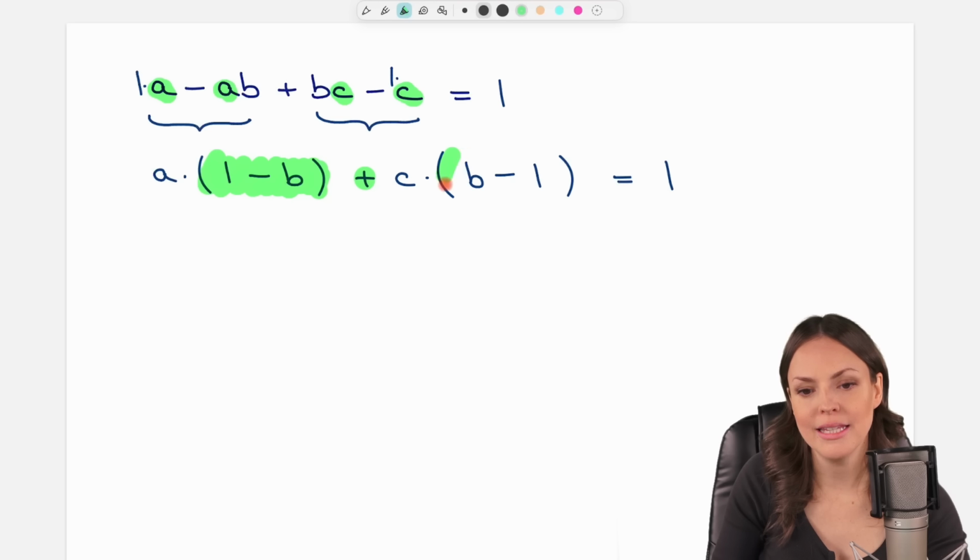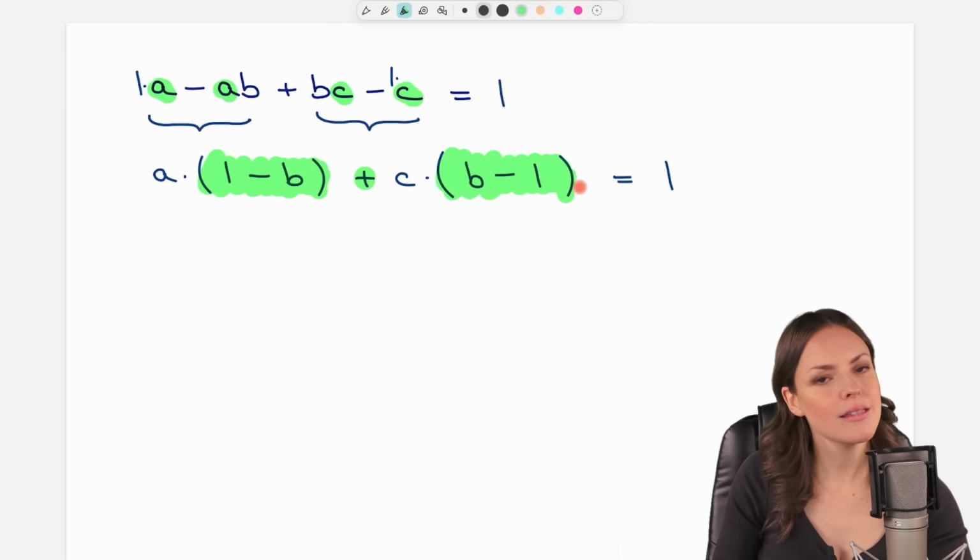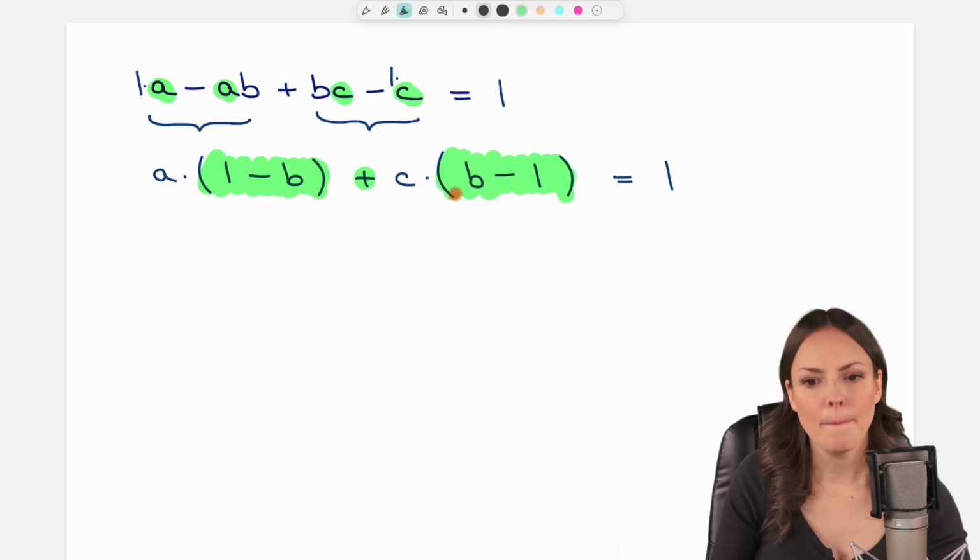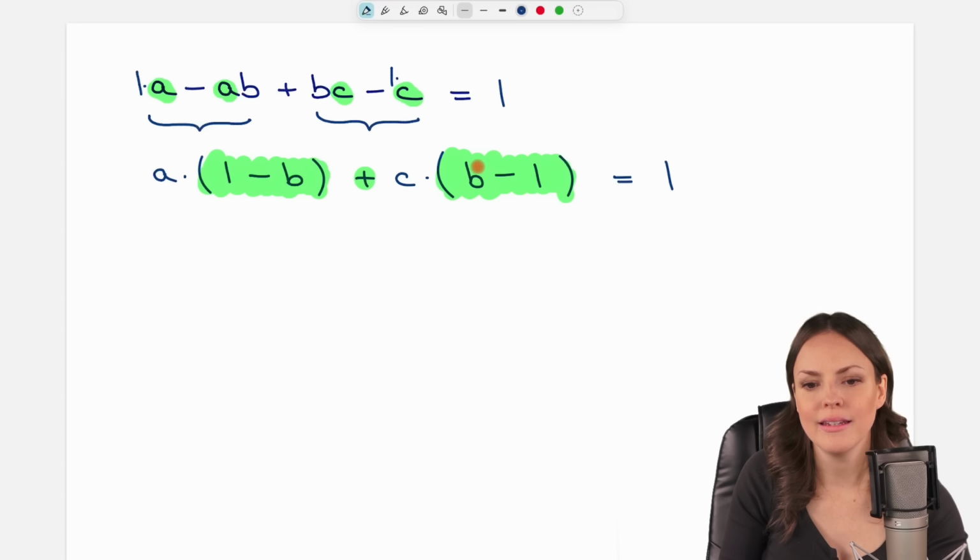If we take a look at these parentheses, it's similar actually, but it's b minus 1. So it's a little bit difficult to compare right now because here we start with a number and here we start with the variable. So maybe let's switch these two so that we can compare them better, so that we start here with a number as well.